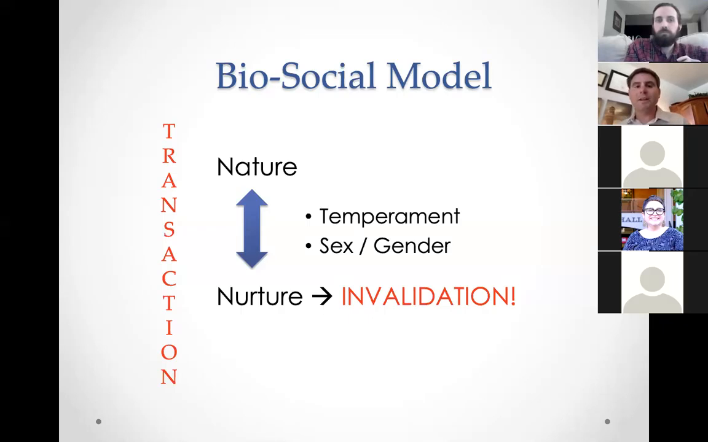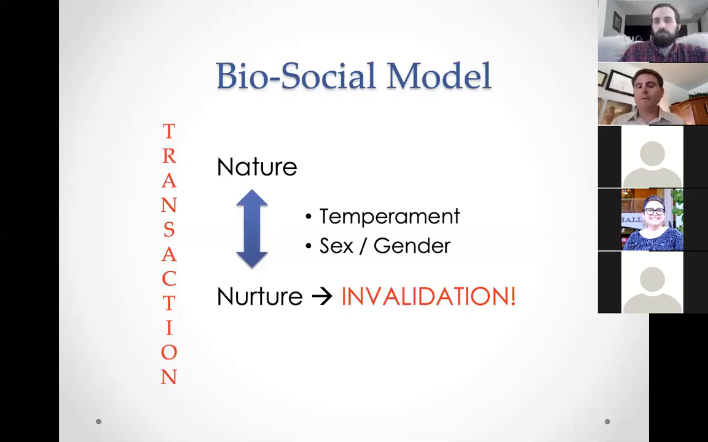Does anyone want to take a stab at defining what we mean by invalidation? Feel free to either send a message on chat or just speak up. Does anyone have a working definition or some practical concrete examples you can think of? This is April. I'm thinking just about dismissal or kind of undermining where someone is coming from. Dismissal, I think, really comes to mind for me.